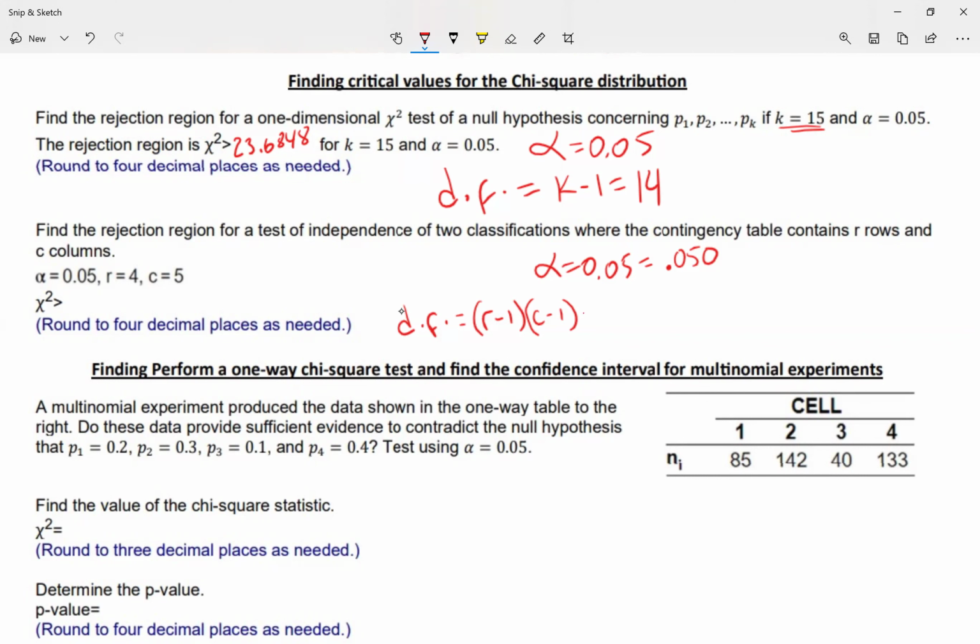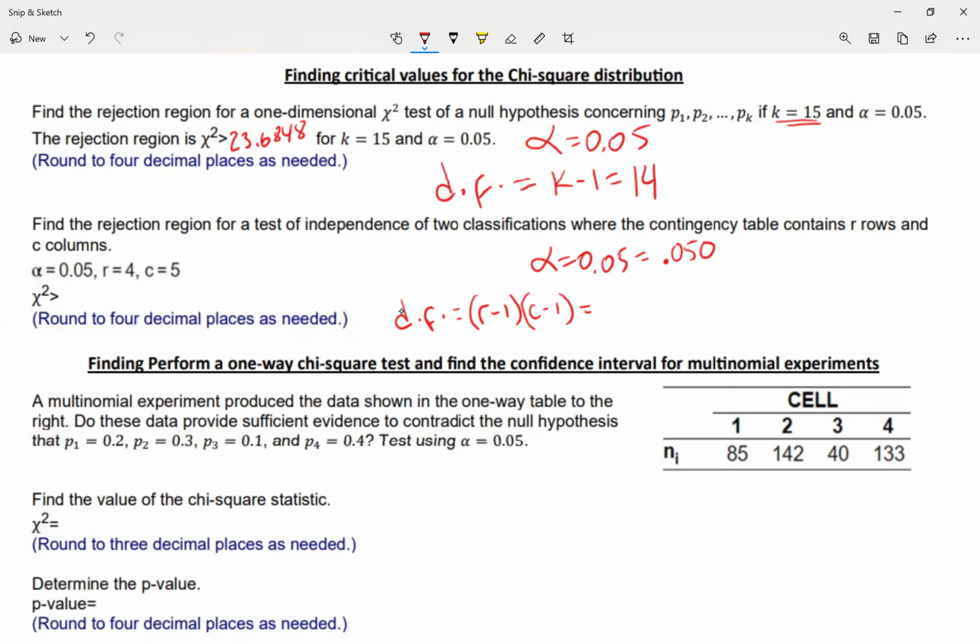In this case, because there are 4 rows, my first number is going to be a 3. Right? 4 minus 1. My second value, because there are 5 columns, is going to be 4. Right? I always subtract 1. Now, when I multiply these two values, 3 times 4 is 12. So I'm going to look at my table. My alpha is going to be 0.050. My degrees of freedom is going to be 12. And then it says round to 4 decimal places as needed.